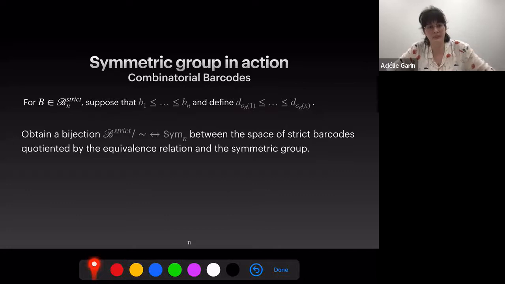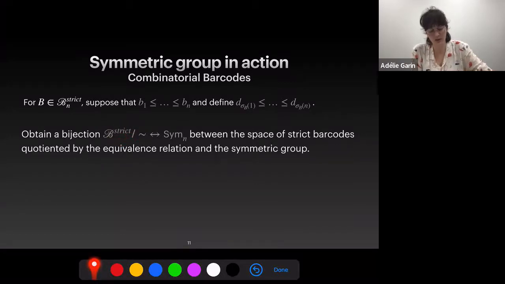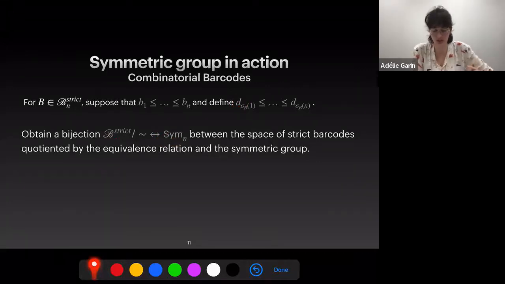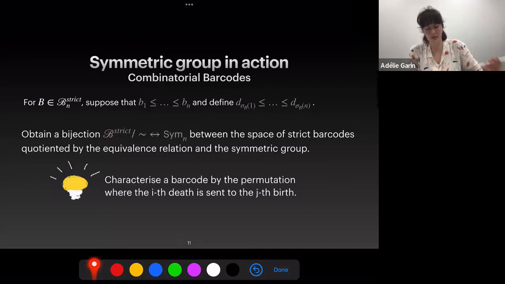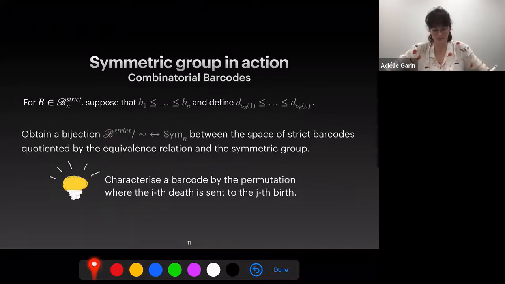And with an equivalence, if we say that two barcodes are equivalent if they have the same death order with respect to the birth order, then we obtain a bijection between the set of strict barcodes quotiented by this equivalence relation and the symmetric group, which is indicated by this permutation here. So between the space of strict barcodes and the symmetric group. So we can characterize a barcode by the permutation where the ith death is sent to the jth birth.